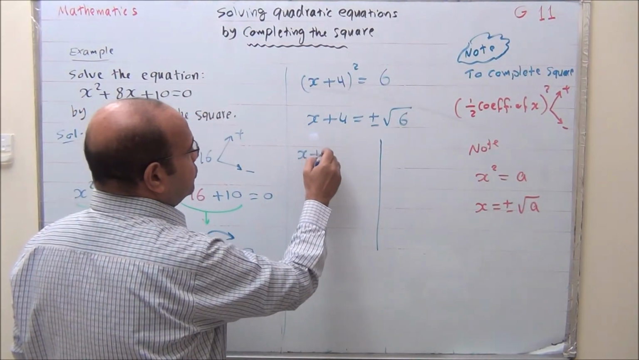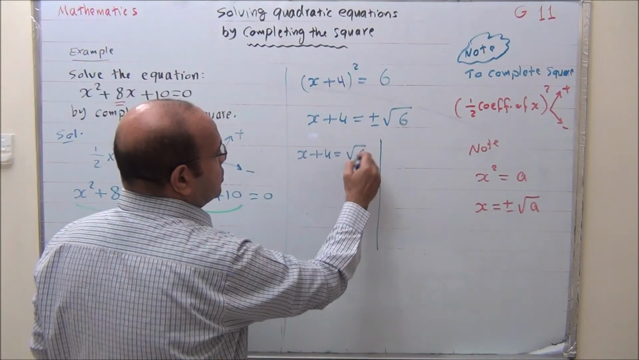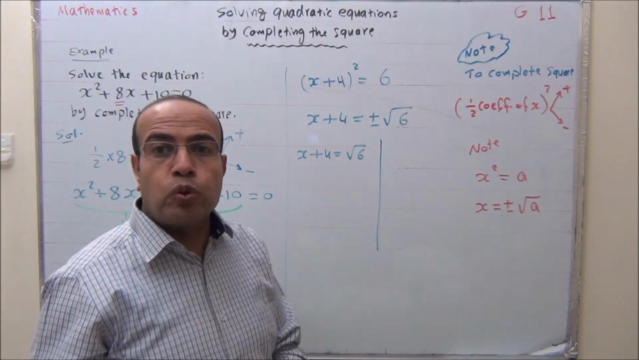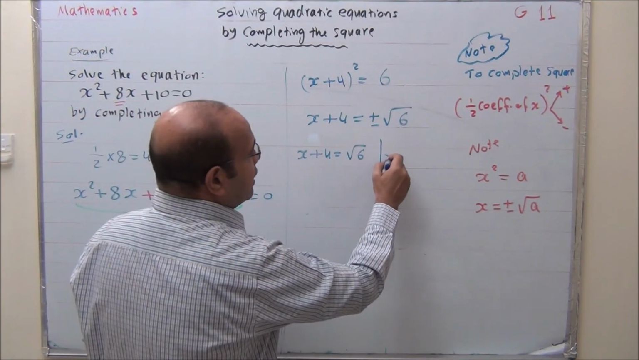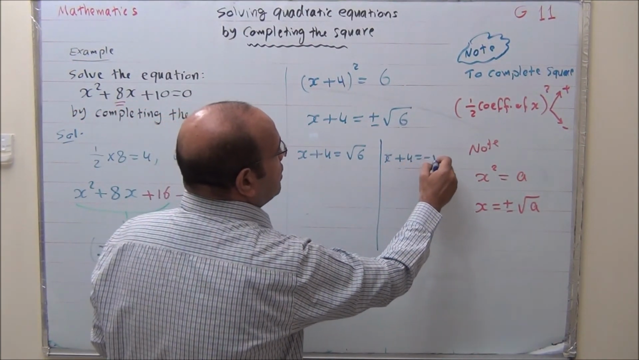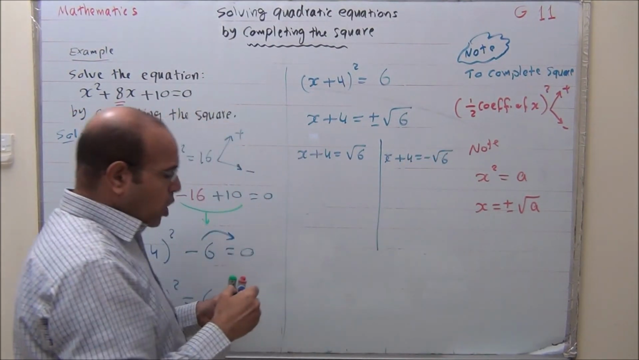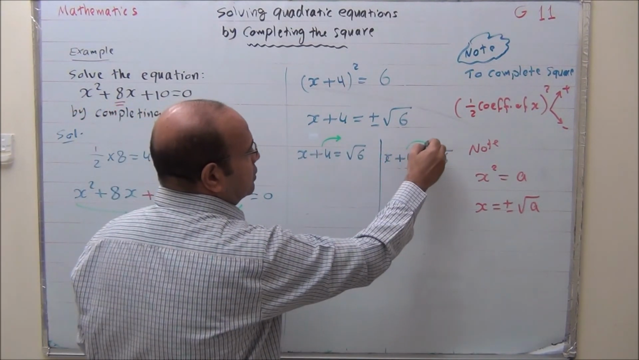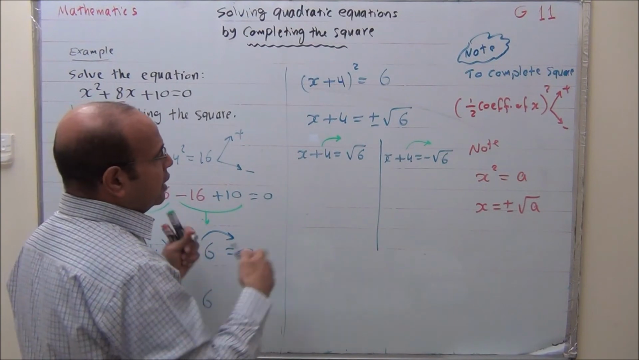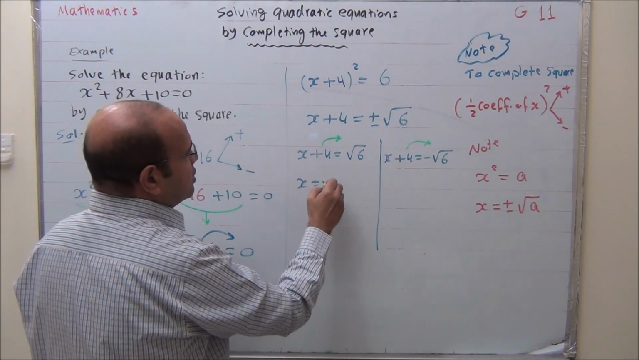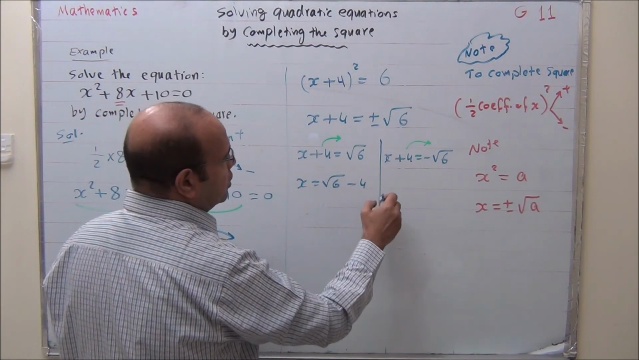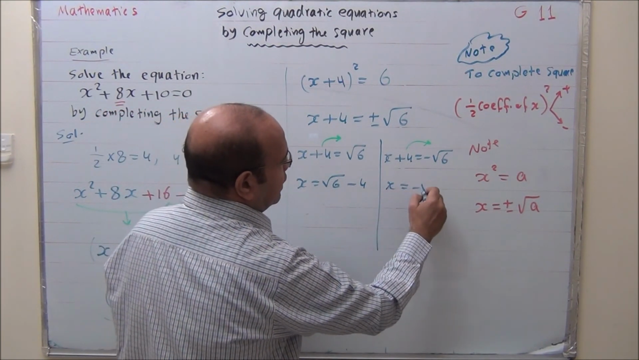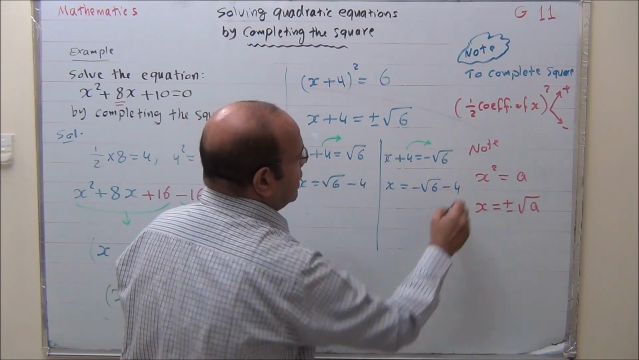Now what we do, we divide the paper into 2 halves. x plus 4 equals positive square root of 6. Because this is positive or negative, it means we have 2 solutions. Or x plus 4 equals negative square root of 6. We need to solve this equation. So we move 4 to the other side. Then x equals square root of 6 minus 4. This is the solution. Or the second one, negative square root of 6 minus 4.